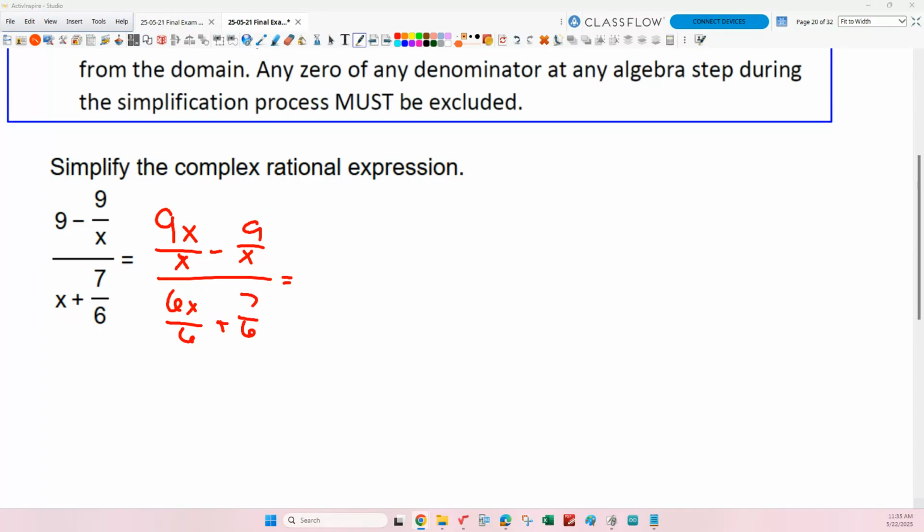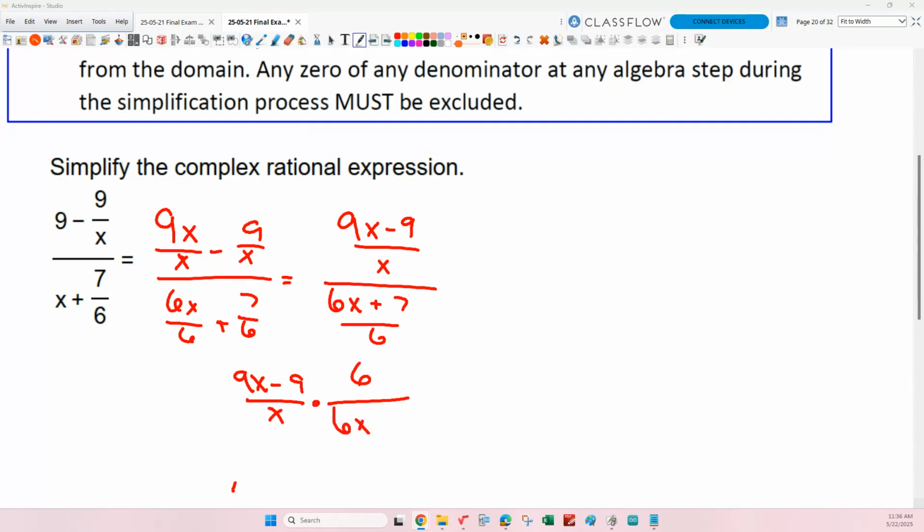What would I do next? Yeah, so what would this be if I put it together? 9x minus 9 over x. Okay, and then what about the bottom? 6x plus 7 over 6. So do I have a single fraction top and bottom? What can I do? Multiply by the reciprocal, yep. So we keep the top, change to multiplication, and then flip the bottom.